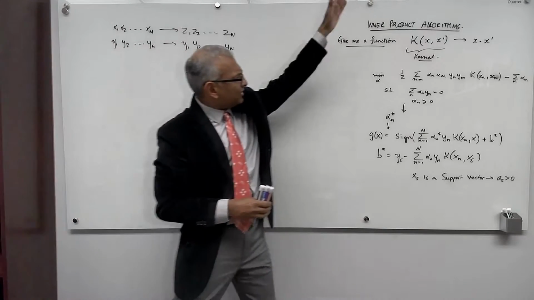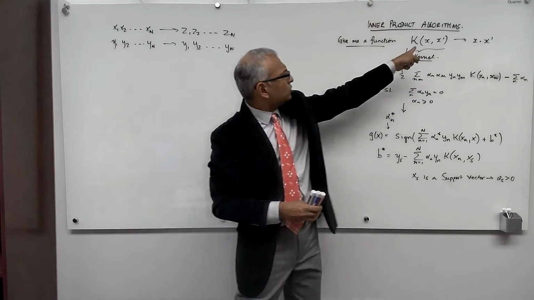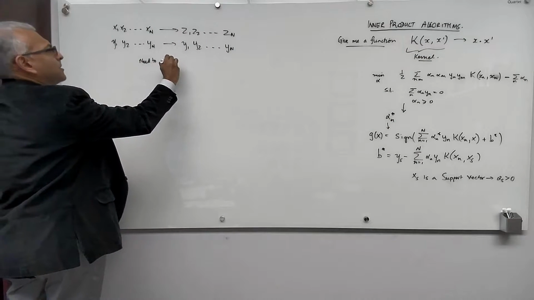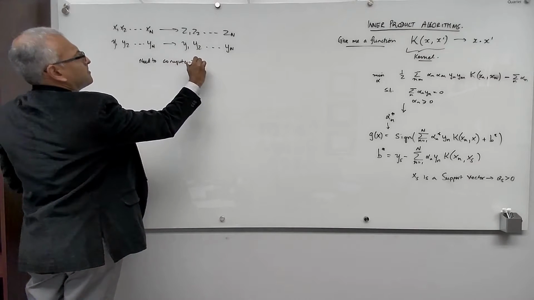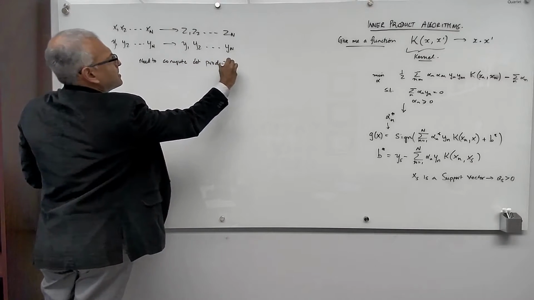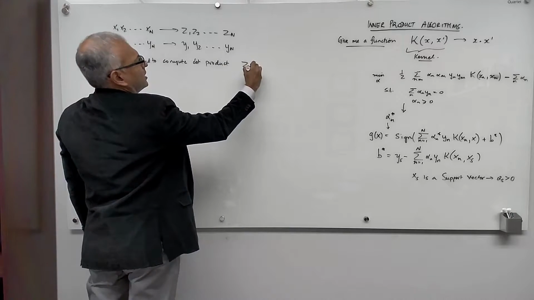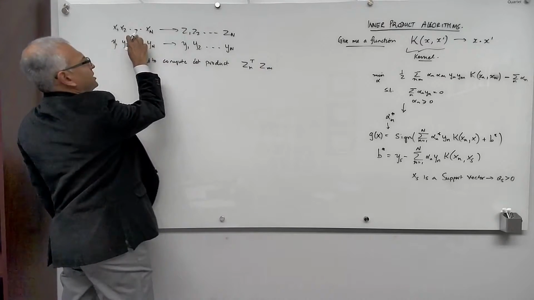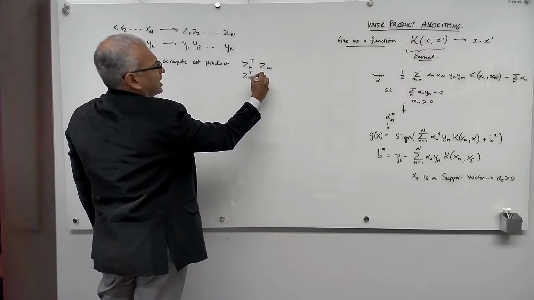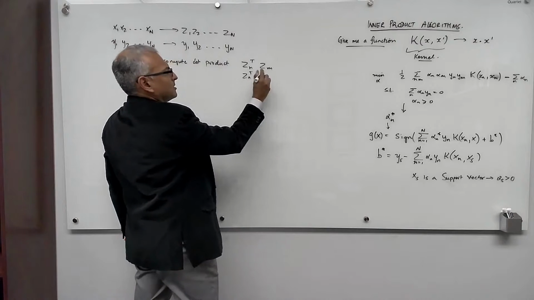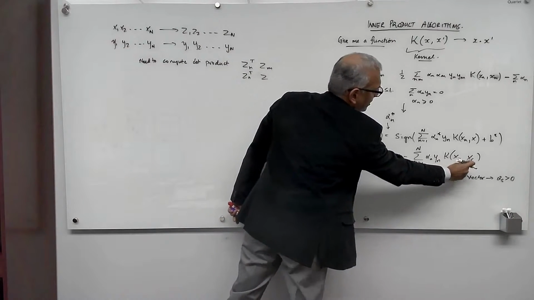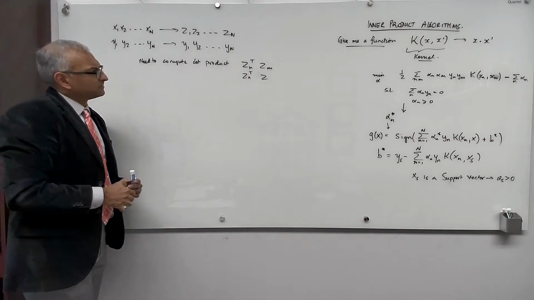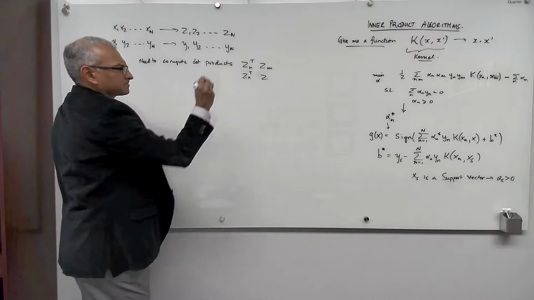Okay, and in order to run this algorithm in my z space, I need to compute dot products. Let's say for example, zn transpose zm, if I have two data points, or zn transpose z, if I have a data point and a test point. Okay, so I need to compute dot products.